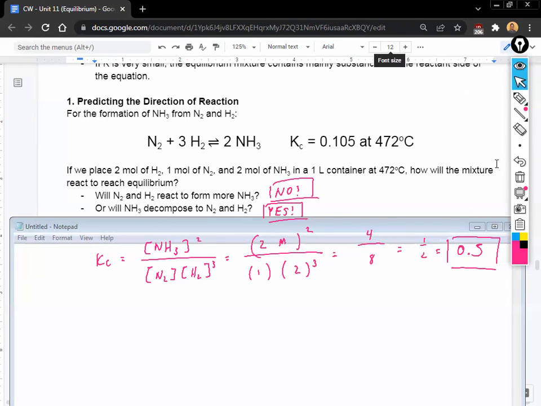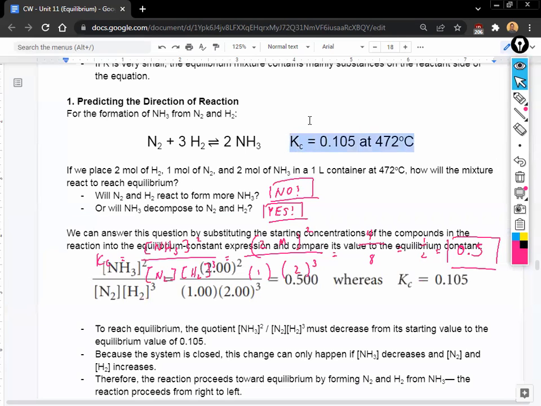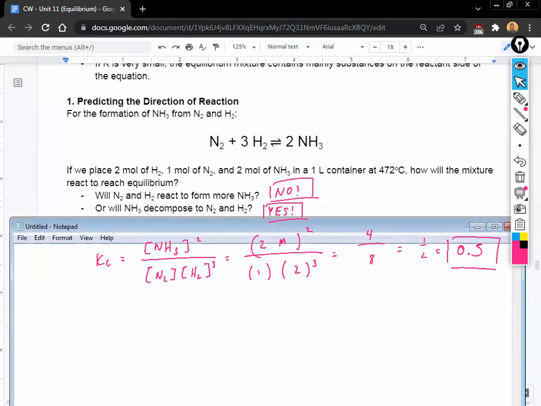Okay. Any questions about that? Pretty simple, right? I don't know why I wrote this. I think it's the wrong Kc. Okay, ready to move on?